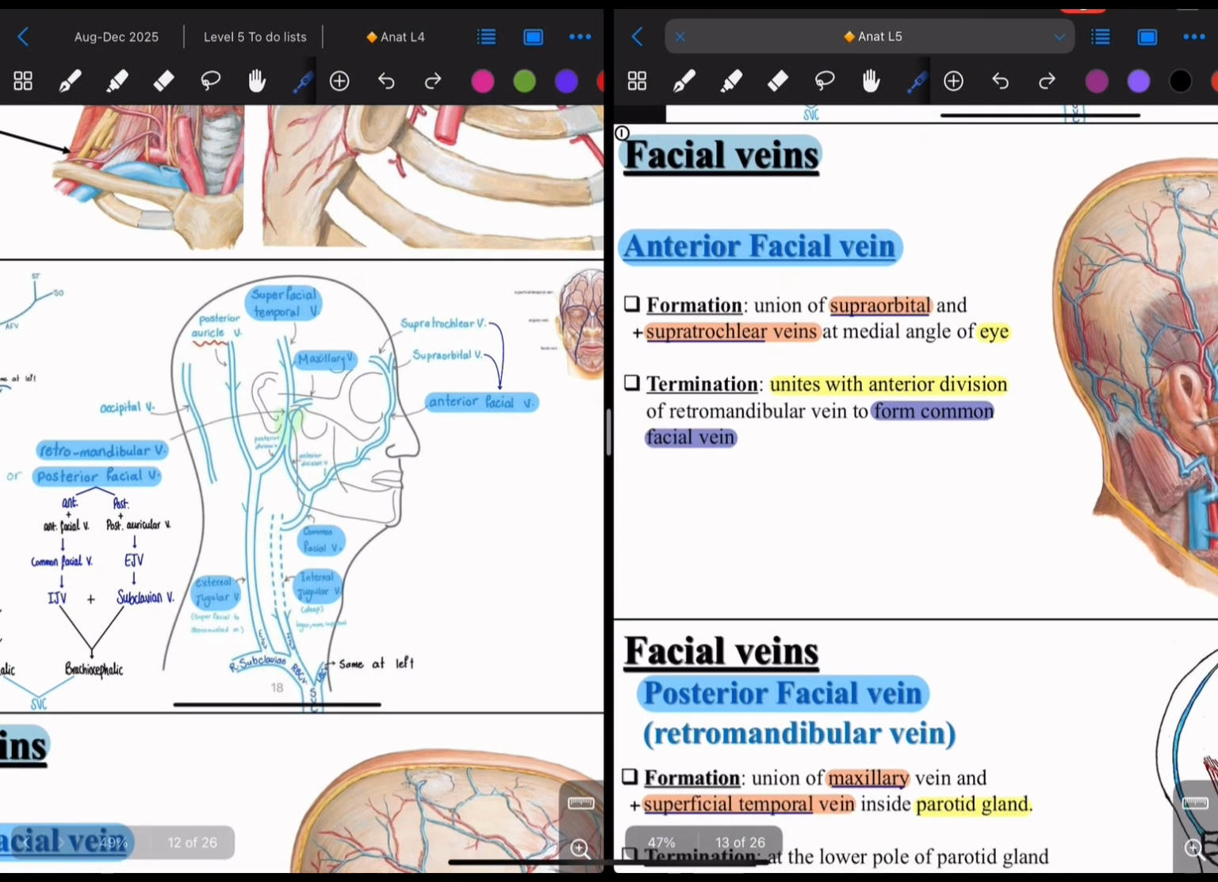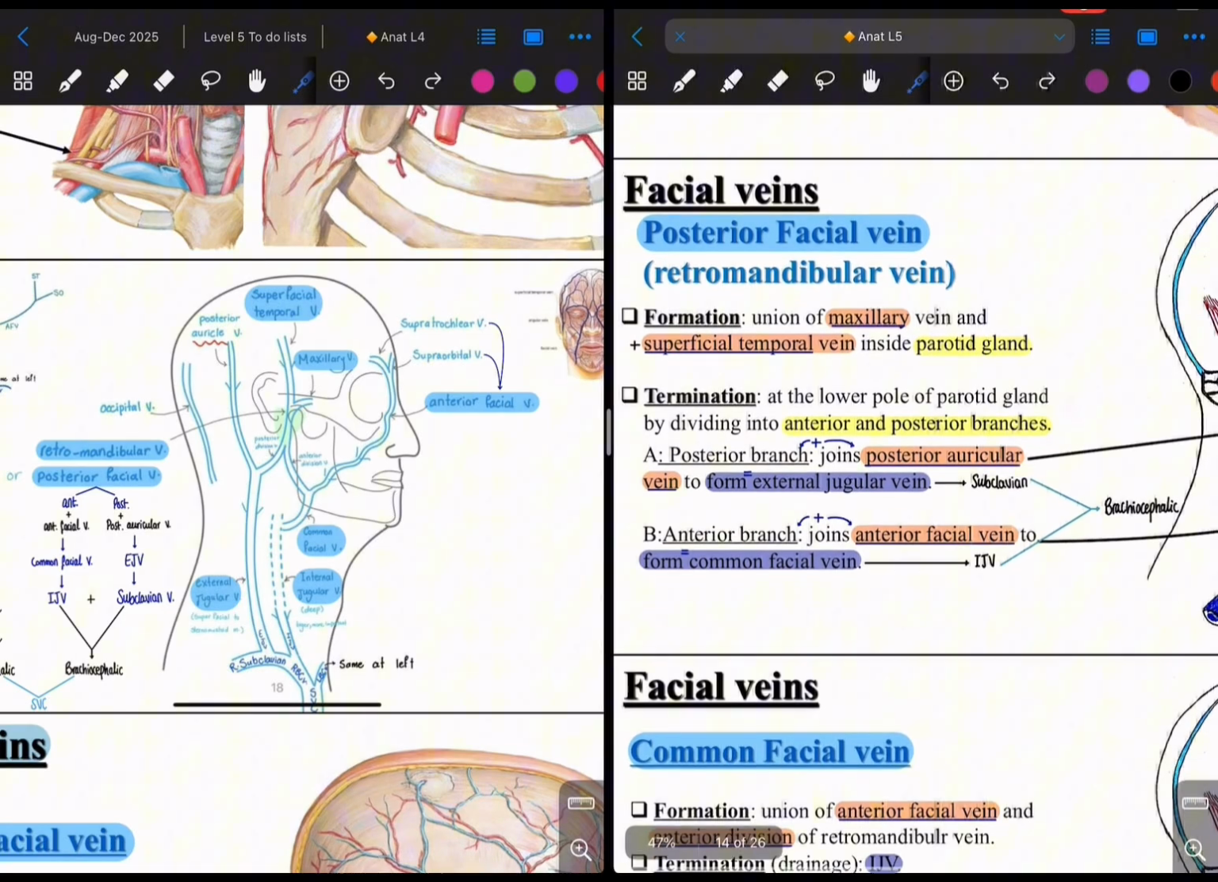We said first we have the anterior facial vein. Okay, for the anterior facial vein, how is it formed? We said it's formed by the superior trochlear vein and the superior orbital vein. Termination, it unites with the anterior division of the posterior facial vein, also known as the retromandibular vein. Okay, and then what does it give us? It gives us the common facial vein. So this is the termination of the anterior facial vein.